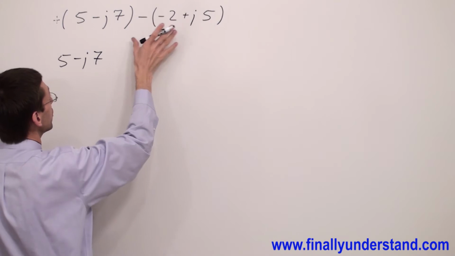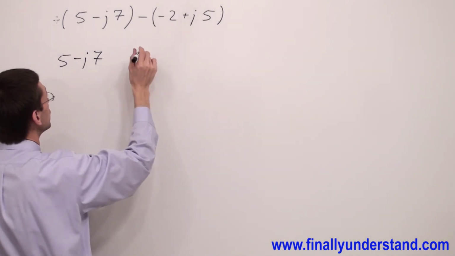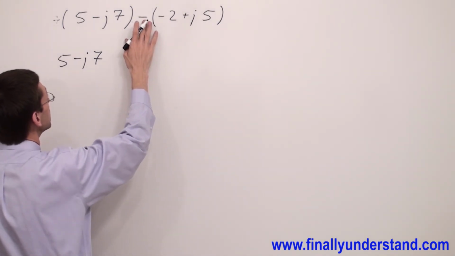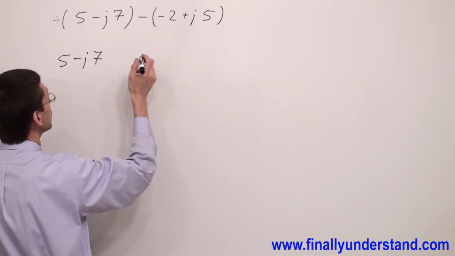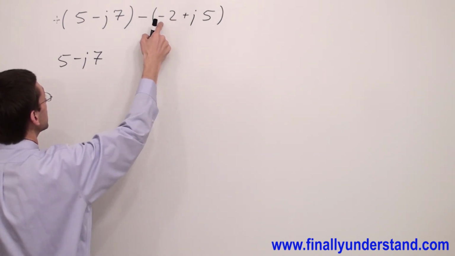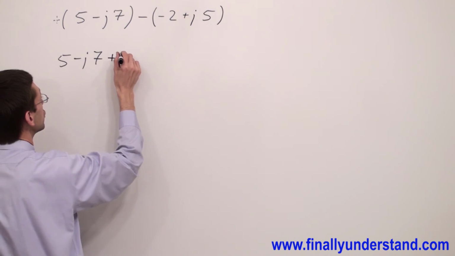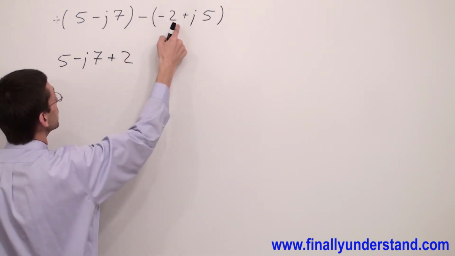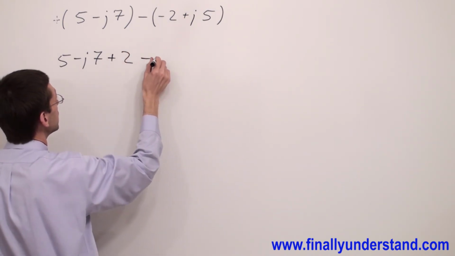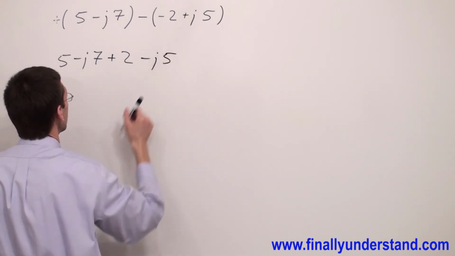And when it comes to the second parenthesis, we're supposed to simply multiply this negative sign by every single sign inside of the parentheses. Negative times negative gives me positive. I have plus 2. Negative times positive gives me negative j5.